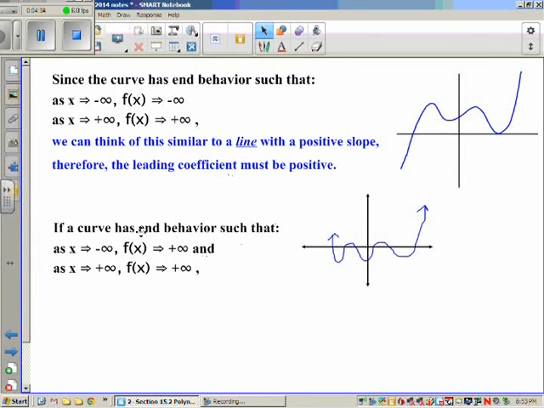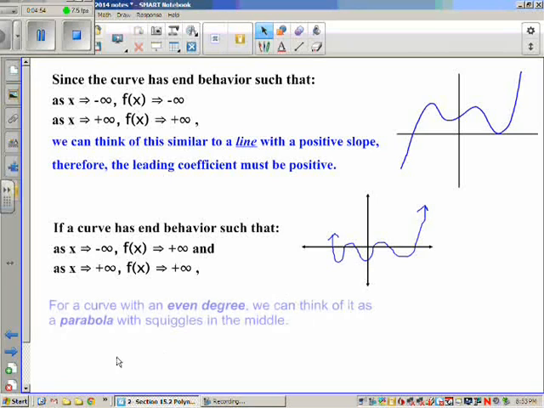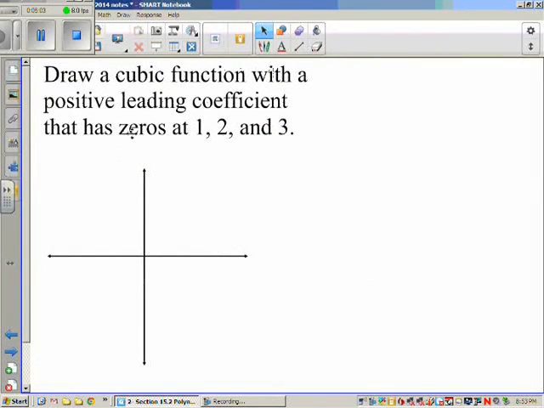We talked about that. If a curve has end behavior such that on the left, as x approaches negative infinity, the graph itself goes positive, and on the right it approaches positive. If you look at this, this is similar to a parabola. It's not a parabola. But we would say for a curve with an even degree, we can think of it as a parabola with squiggles in the middle, and the number of squiggles will help us determine a degree or a possible degree. So let's draw a cubic function with a positive leading coefficient that has zeros at 1, 2, and 3.